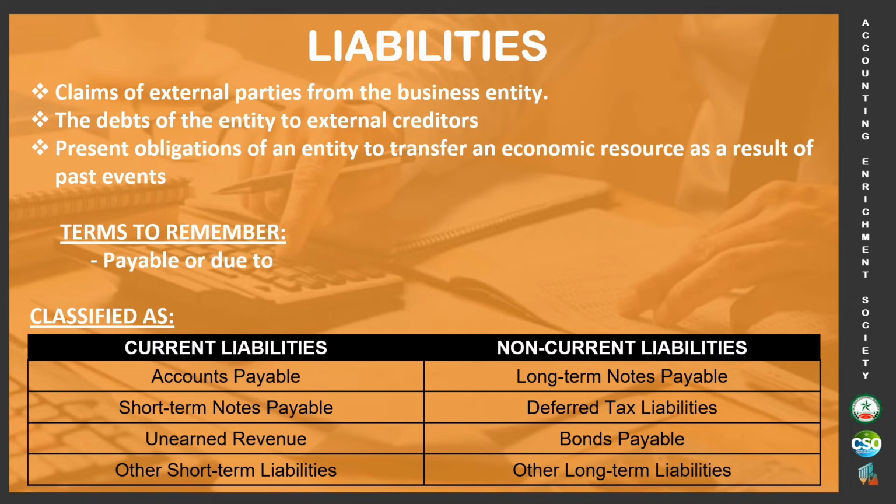Next is short-term notes payable. If the promissory note is payable within 1 year, then it is considered a short-term notes payable. And next is unearned revenue. So do not be confused sa name ng account, even if revenue yung nakalagay, because it does not equate na revenue siya. So unearned revenue is when the entity already received the payment from customers in advance pero they haven't rendered the service nor provided the goods yet to the customers. So may utang yung business entity sa kanyang customers. In short, may advance payment yung customers. And other short-term liabilities that are payable within 1 year.